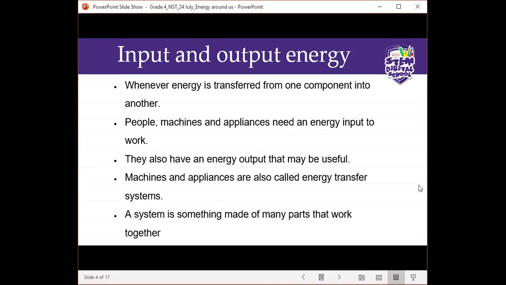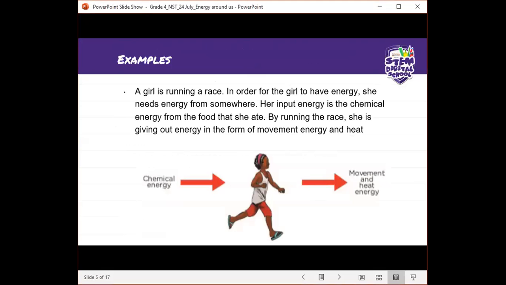Okay, so guys, we also looked at this example. We said that a girl is running a race. In order for the girl to have energy, she needs energy from somewhere. We said that her energy comes from the chemical energy found in food. So by running the race, she is giving out energy in the form of movement energy and heat. I see Unati also says that the energy came from the sun and food. All right, that is beautiful.